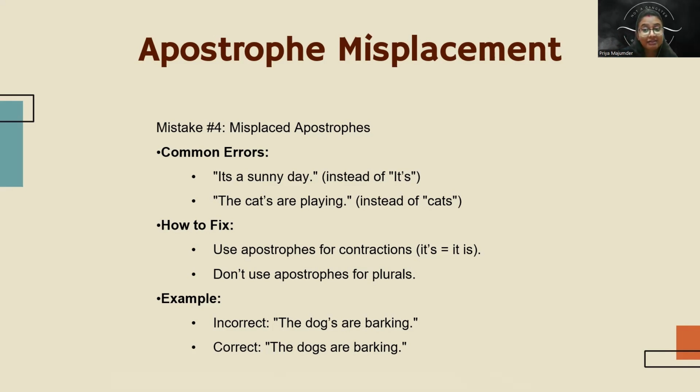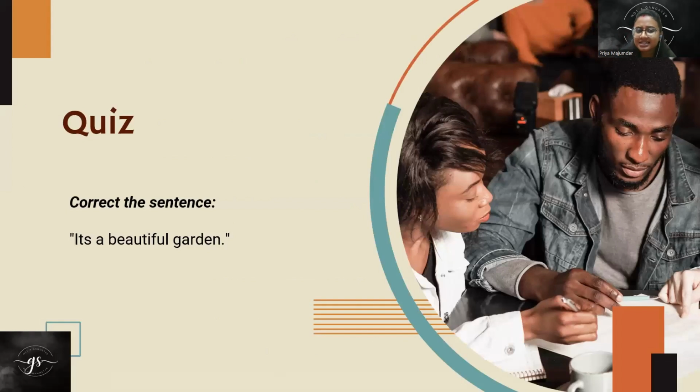Now again it's time for a quiz. Correct the sentence: "It's a beautiful garden." If it is correct, kindly comment down correct. If it is not correct, kindly write the correct answer and comment it down as fast as possible.